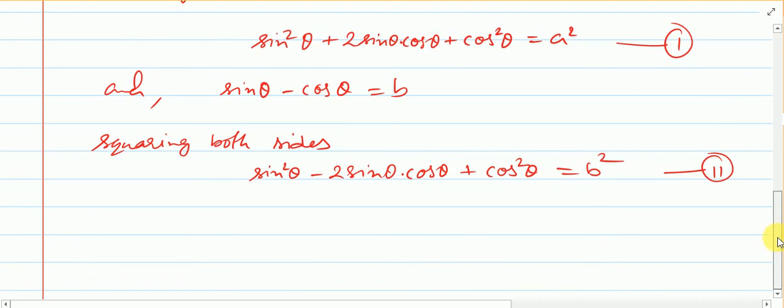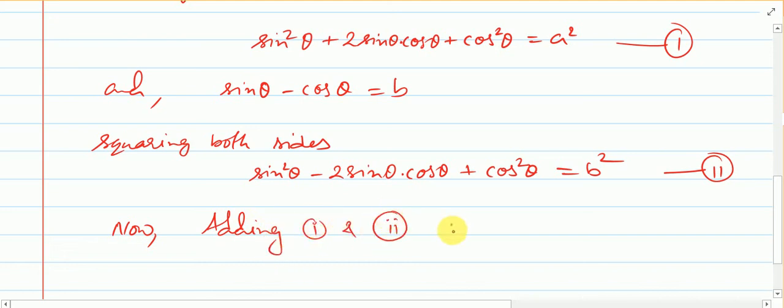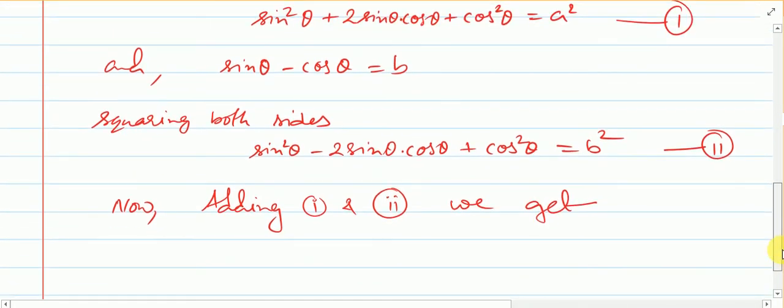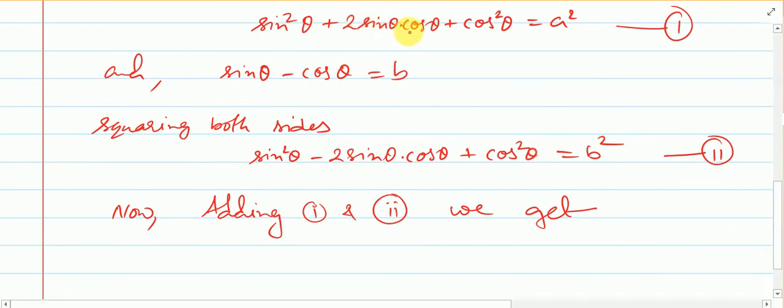Okay, now adding 1 and 2, we get. So when you're adding 1 and 2, what will happen? This plus 2 sin theta into cos theta and this minus 2 sin theta into cos theta on the left hand side, they will get cancelled. Okay, so we'll get sin square theta plus sin square theta, cos square theta plus cos square theta, and on the right we'll get A square plus B square.